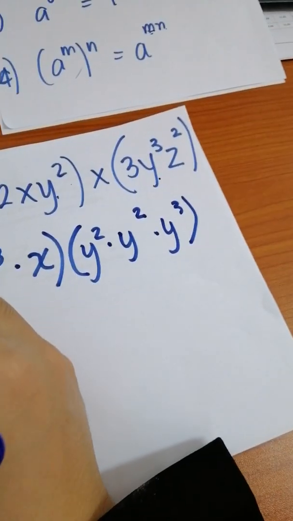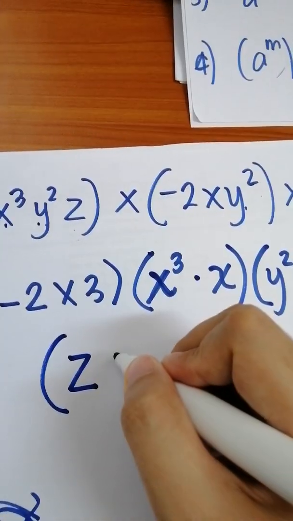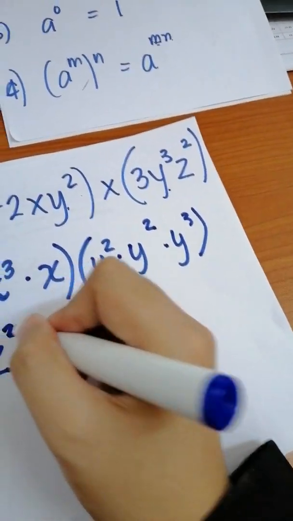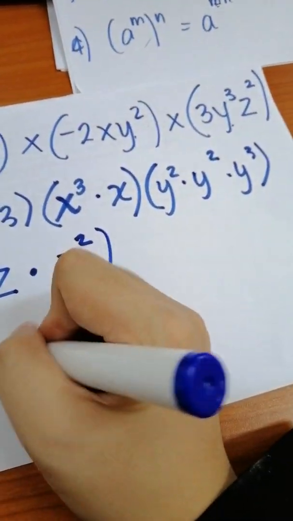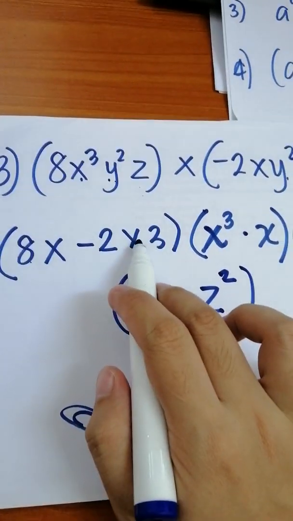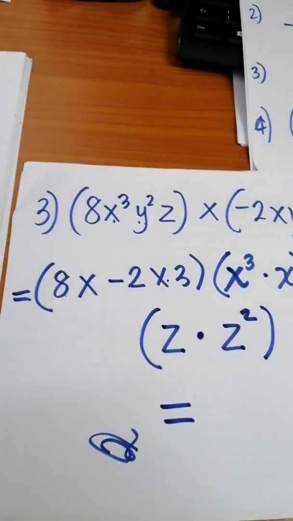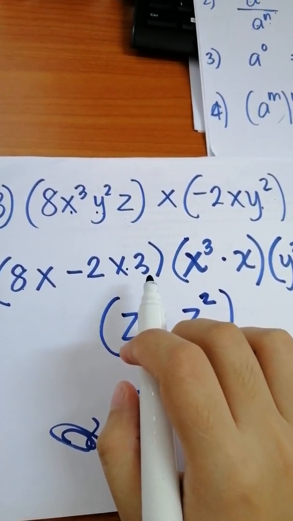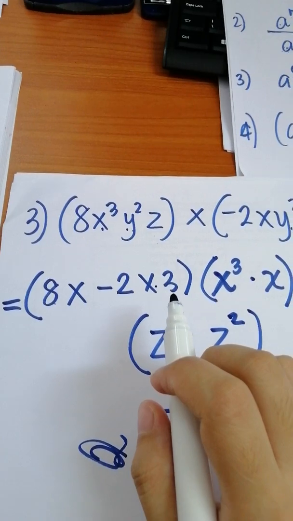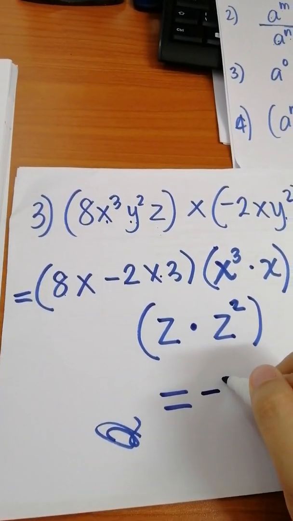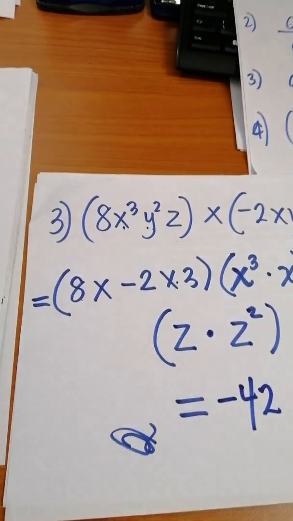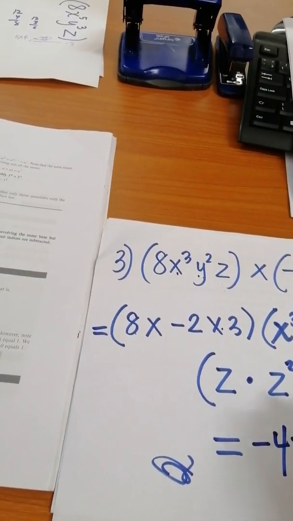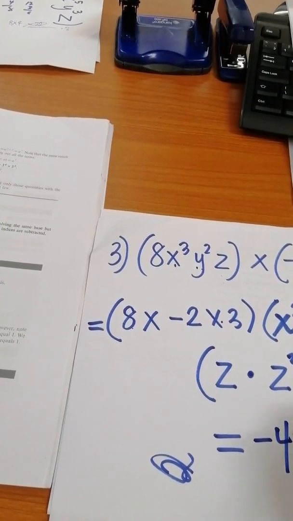Be careful with the signs. 8 into minus 2 into 3: 8 into minus 2 is minus 16, then 16 into 3, 8 into 6 is 48.